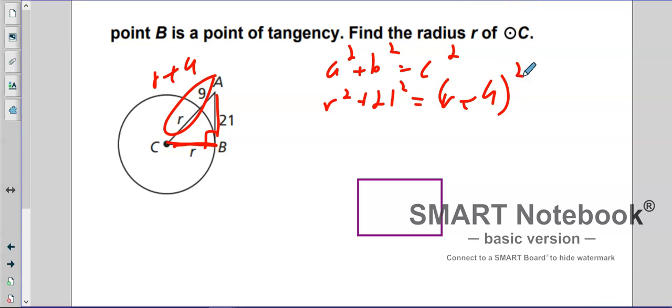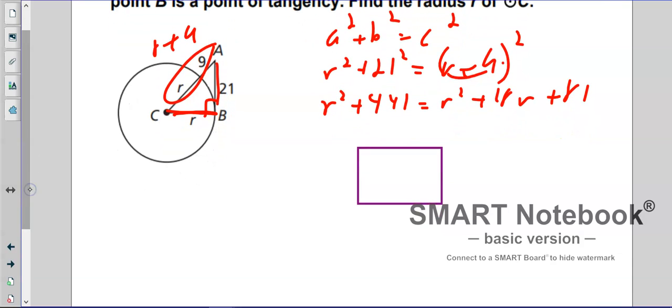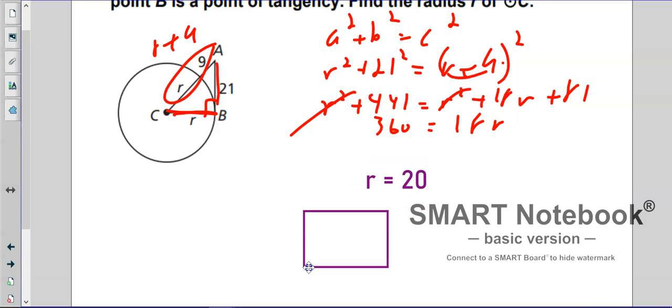Okay, so on the left side, I get R squared plus 441. On the right side, I get R squared, multiply and double, square that. Now when I subtract R squared, it cancels out. And then when I subtract 81 from both sides, I get 360 equals 18R. If I divide by 18, I get 20.